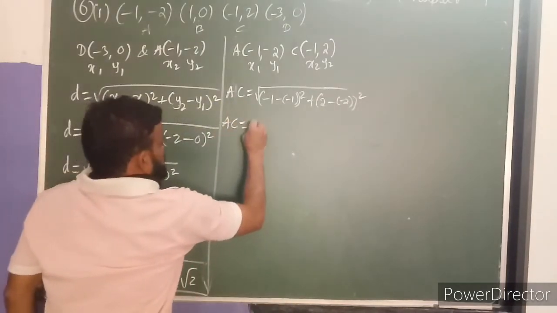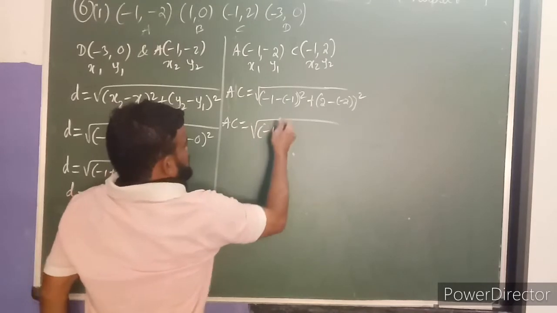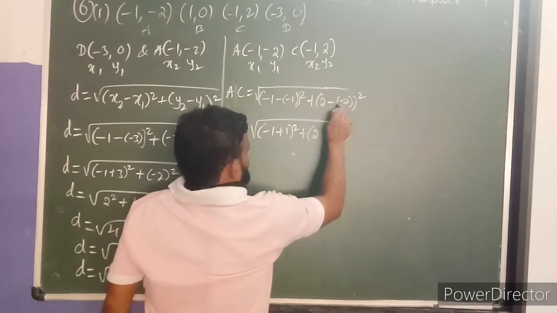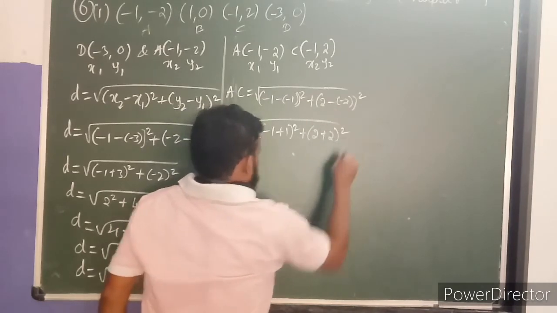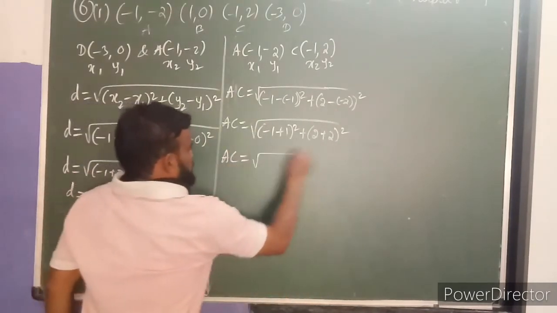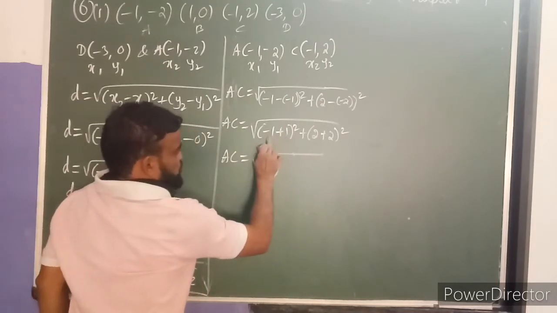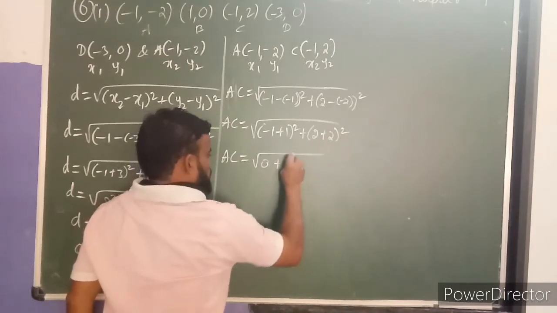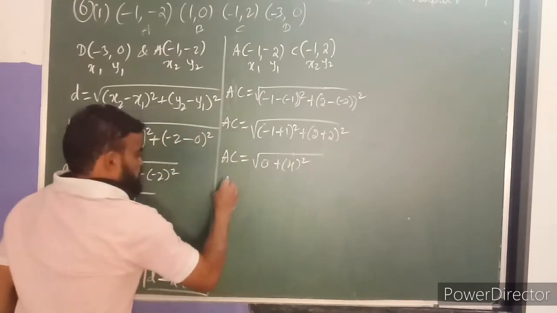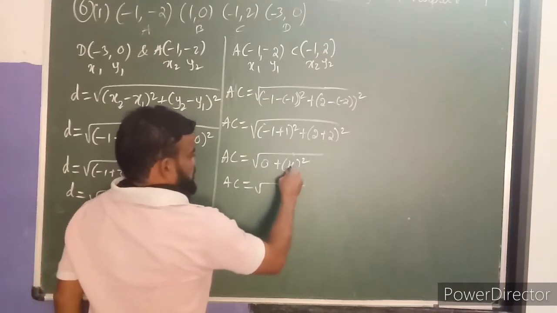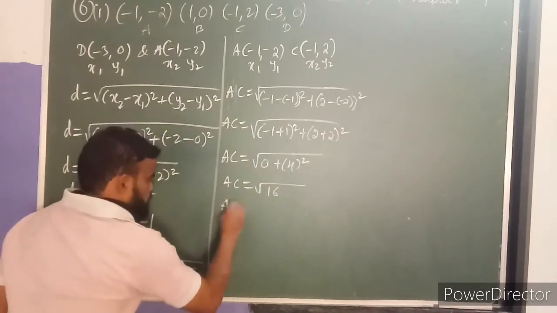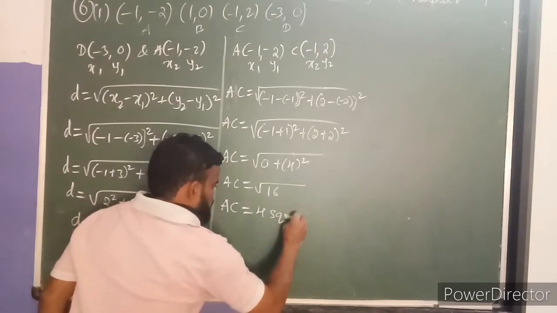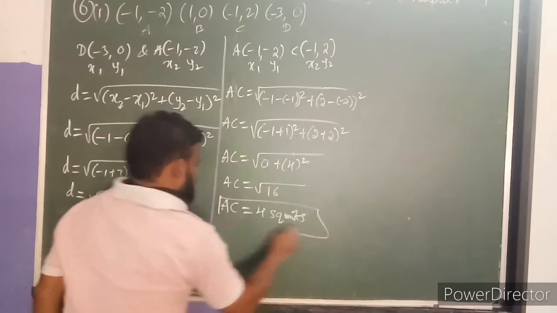Then AC is equal to the root of (-1 minus -1, that is plus 1 minus 1) whole square plus (2 minus -2, that is 2 plus 2) whole square. Minus 1 plus 1 gets 0, plus 2 plus 2 is 4 whole square. Then AC is equal to root of 0 plus 16, and the square root of 16 is 4 square units. We got AC, the first diagonal.